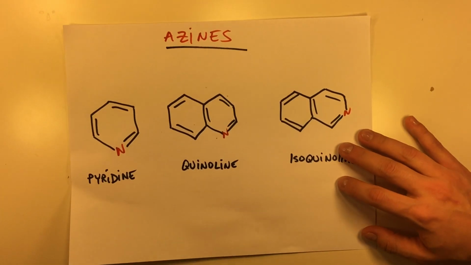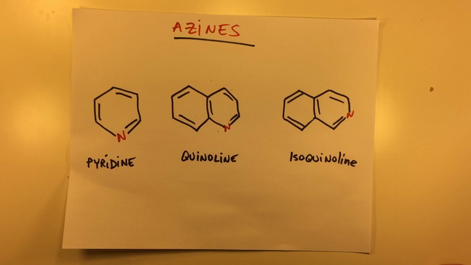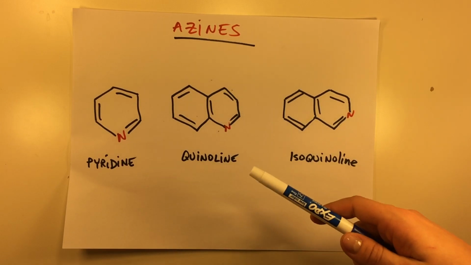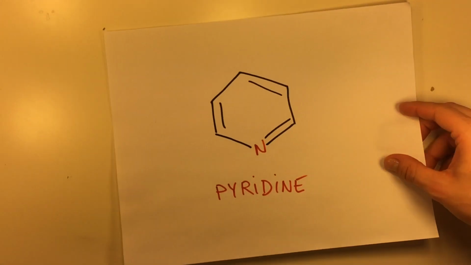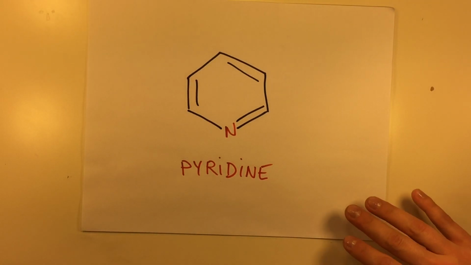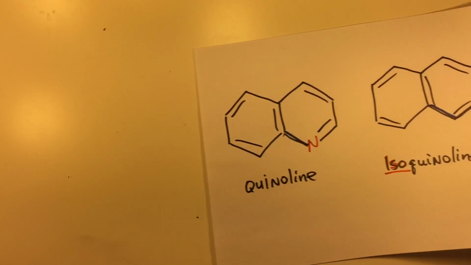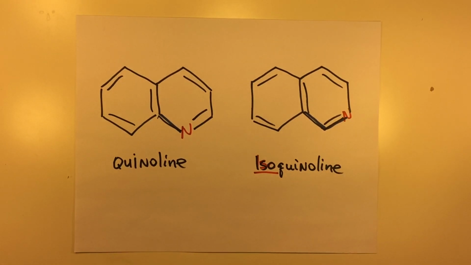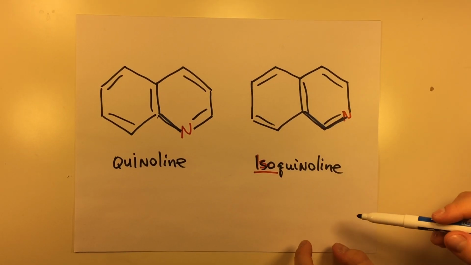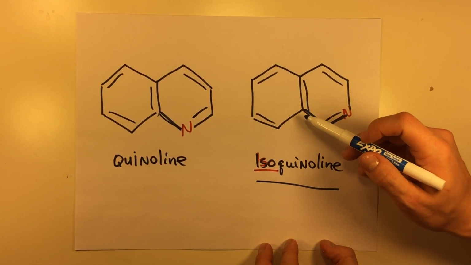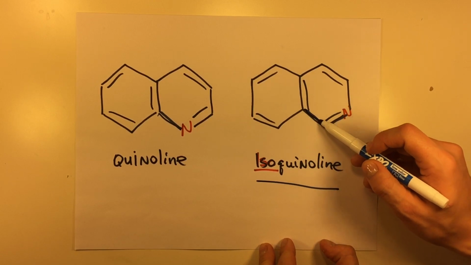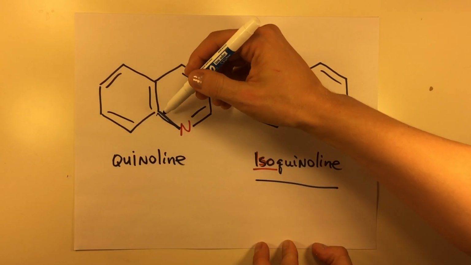The first category of heterocycles is azenes. Azenes are six-membered rings containing nitrogens. The simplest azene is pyridine. The other two are quinoline and isoquinoline. We can think of how to distinguish them by thinking of the name. Isoquinoline is a longer name, therefore there is a longer distance between the benzene ring and the nitrogen compared to quinoline.